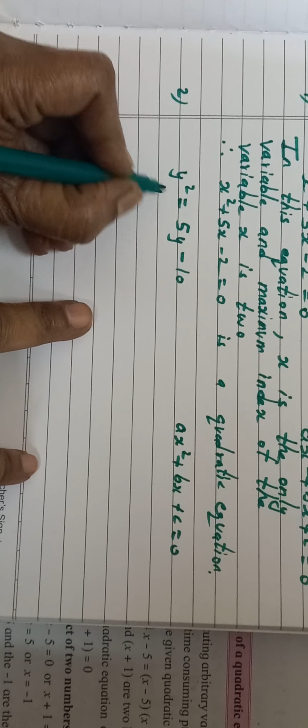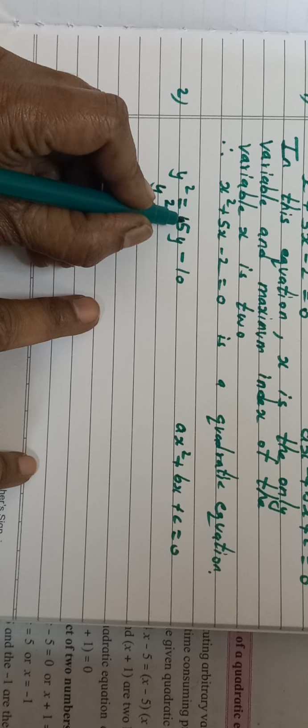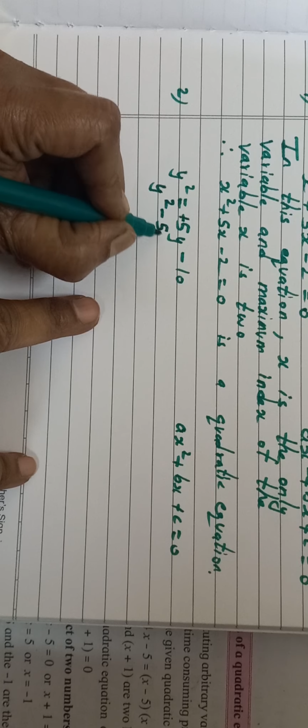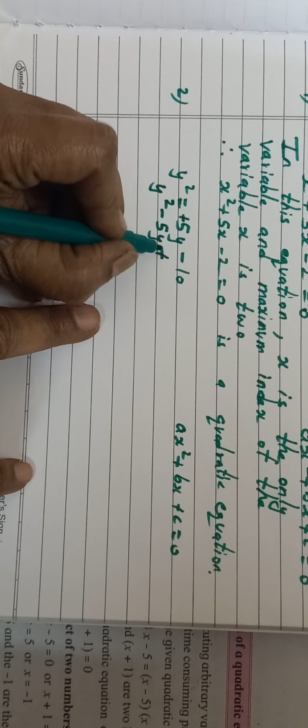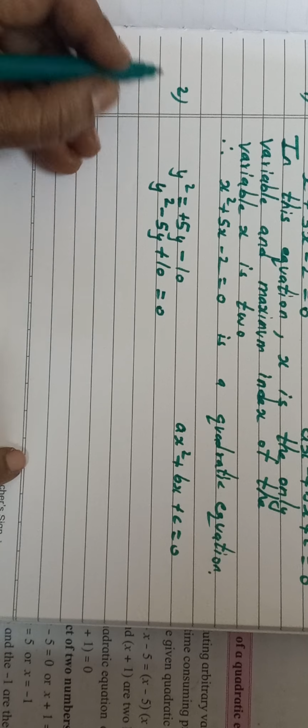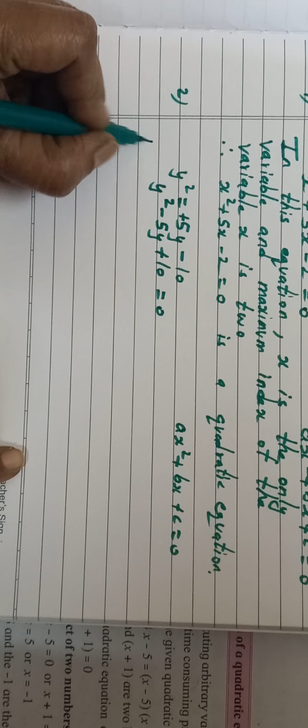So when I'm writing, I'll write y square. Here no sign means plus, so I'll take minus 5y, and minus 10 I'll write as plus 10, is equal to 0. Now in this equation, if you see, there is only one variable, y. Here the maximum index, that is the degree, is only 2. Therefore this equation is a quadratic equation. I hope you have understood. So now only the writing part.